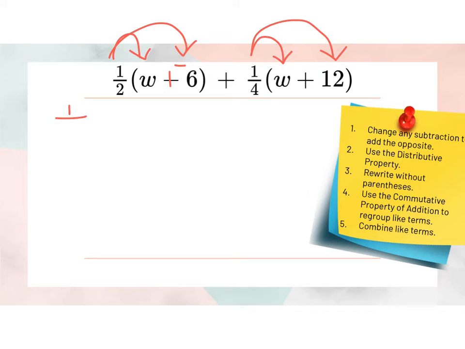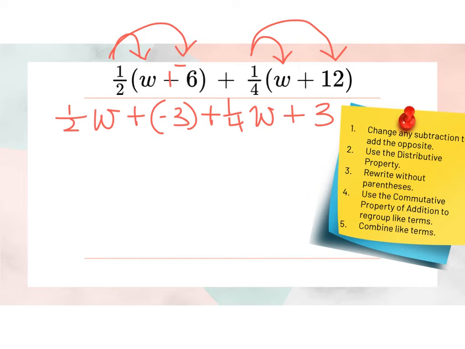1/2 times w is 1/2 w plus 1/2 times negative 6. I know a positive times a negative is a negative, and half of 6 is 3, so this would be negative 3, plus 1/4 times w is just 1/4 w, and 1/4 times 12 is the same thing as saying take 12 and break it into 4 equal size groups for a total of 3.